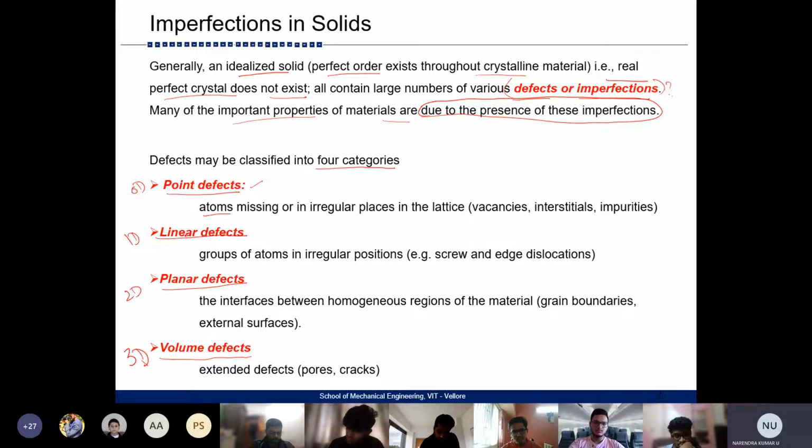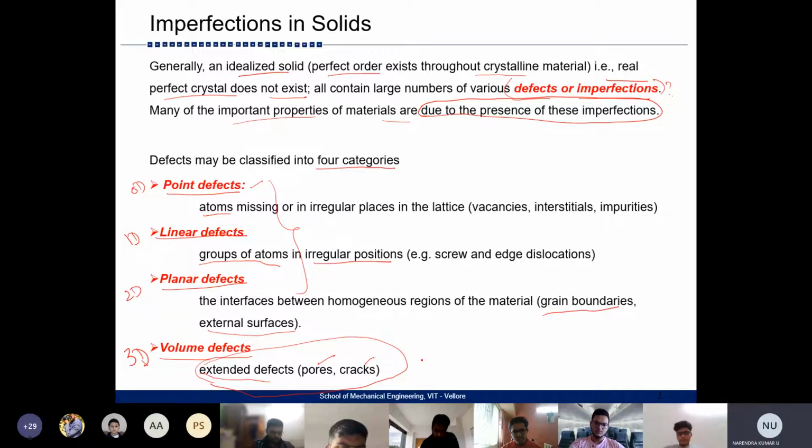That is a point defect. Linear means a group of atoms missing or in irregular positions. Planar means a whole plane of atoms, which is the interface between homogeneous regions. It can be related to the surface or to grain boundaries. A volume defect is a 3-dimensional extended defect, for example pores and cracks. I may not go deep into volume defects, because pores and cracks are always visible macroscopically, so we will not discuss them much. Let's see the other defects.